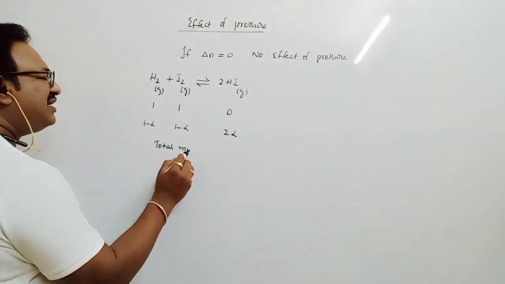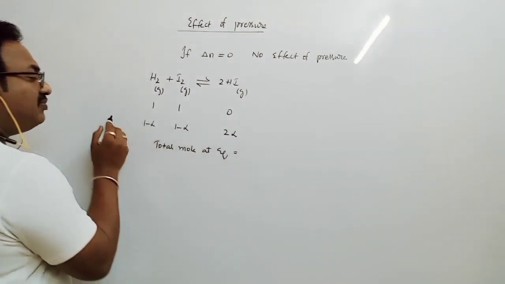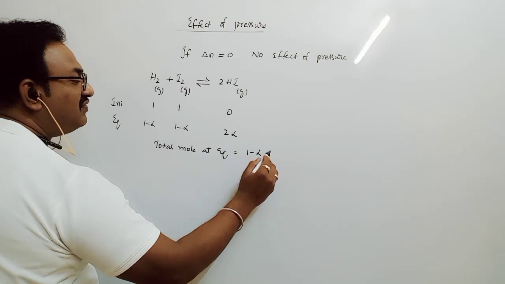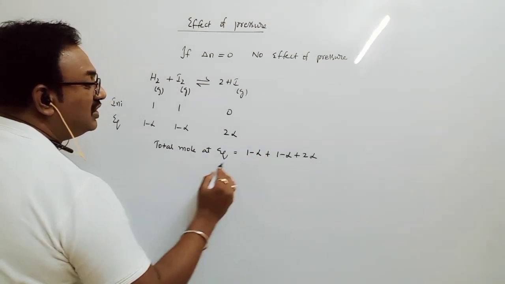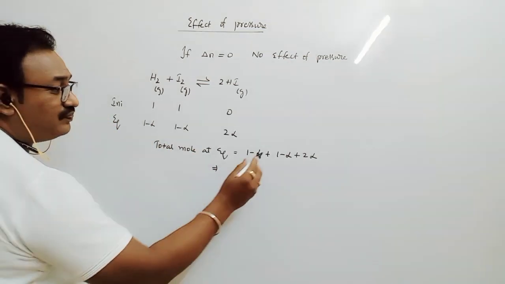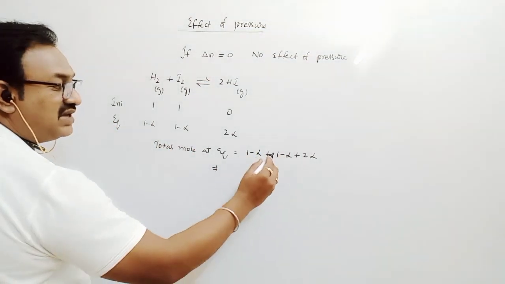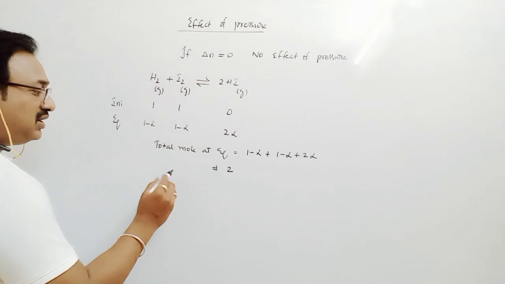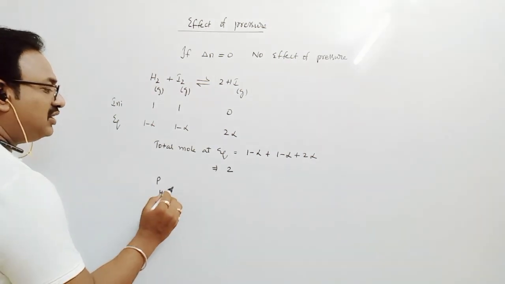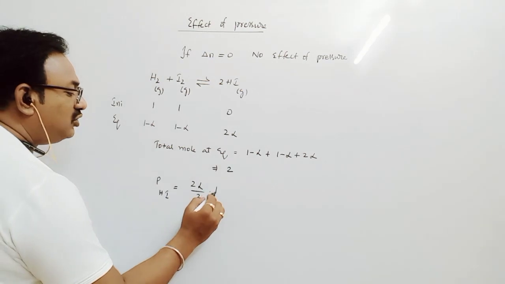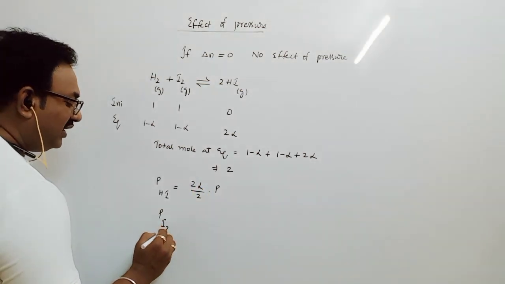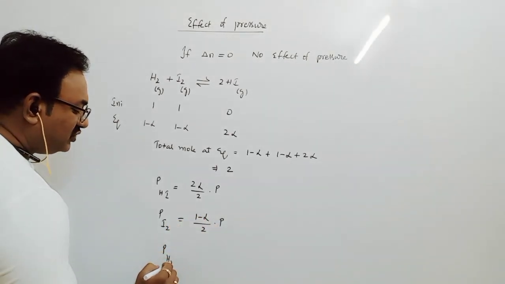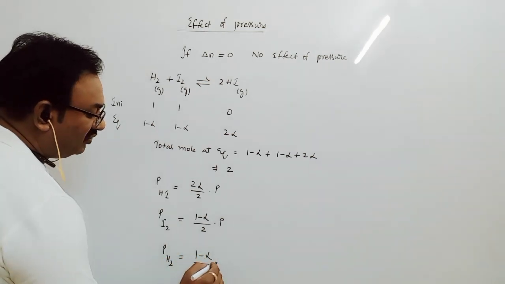So total moles at equilibrium. This is equilibrium position. This is initial position. Total moles at equilibrium: 1 minus alpha plus 1 minus alpha plus 2 alpha. So you are getting 2 moles. Then partial pressure of HI: 2 alpha by 2 into total pressure. Partial pressure of I2: 1 minus alpha by 2 into P. Partial pressure of H2 also the same, 1 minus alpha by 2 into P.